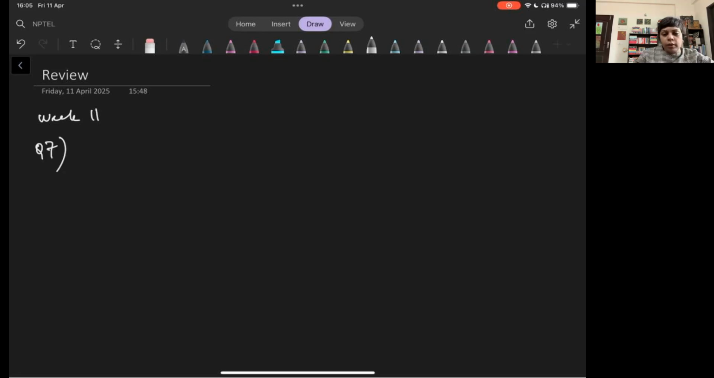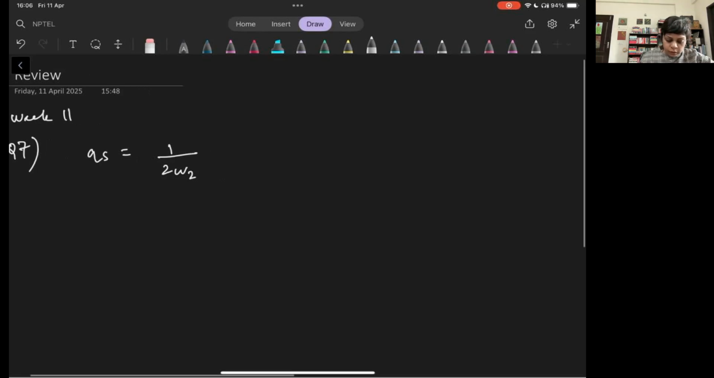Okay, so I'll just rewrite the supply function which we got. Qs is equal to 1 upon 2 W2. This is the supply function we got. Now the question is asking you the profit function for this firm.